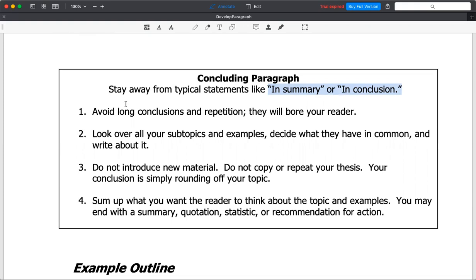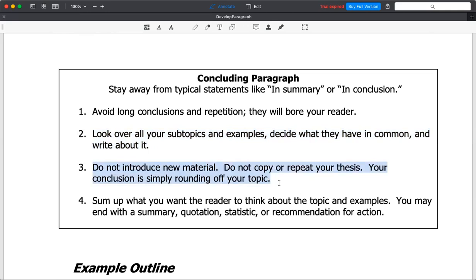However, the transition and the typical statement is fine. When you watch those videos that I posted for the specific transition words, you'll get a better understanding. Avoid a long conclusion and repetition. The conclusion is defined in two separate sections. You need to look over the subtopics and examples and decide how you want to end it. You do not introduce new ideas.